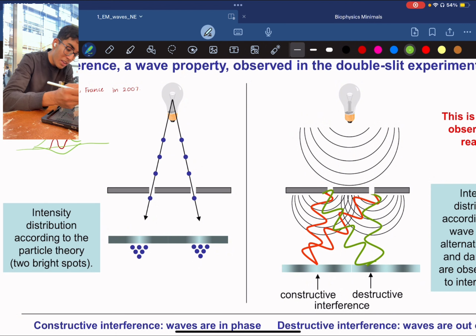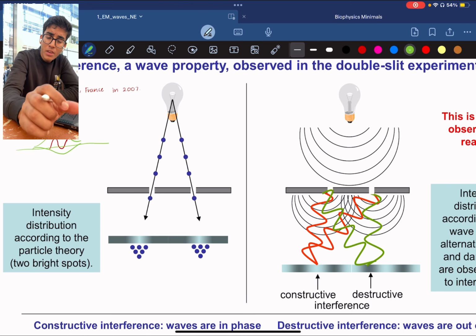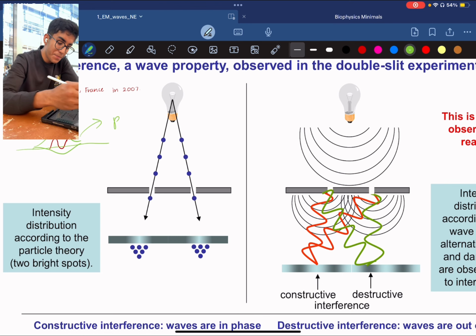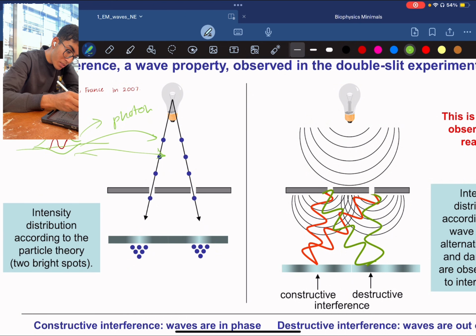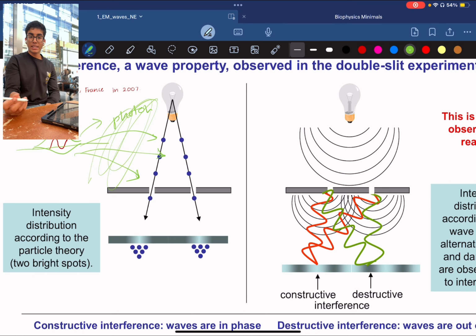And this is the best representation I can draw of a photon. It's not a particle, it's a wave, but it's a small wave. And it's the smallest wave that can possibly exist. And this is a photon. So basically all of these blue balls are these photons. They're the smallest amount of energy that can exist.